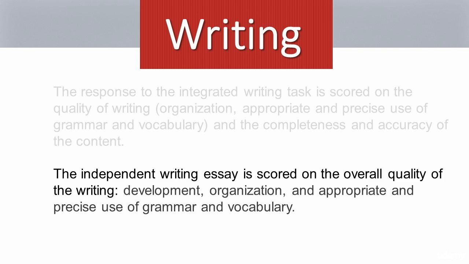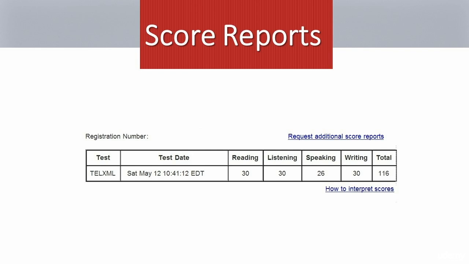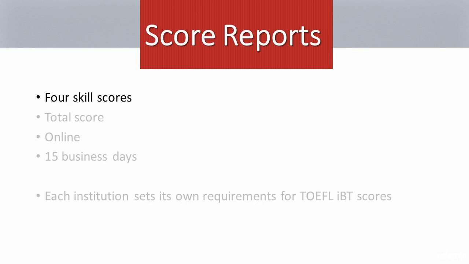The independent writing essay is scored on the overall quality of the writing, development, organization, and appropriate and precise use of grammar and vocabulary. Now, score reports. Score reports provide information about an individual's readiness to participate and succeed in academic studies in an English-speaking environment. Score reports include 4 skill scores and total score.